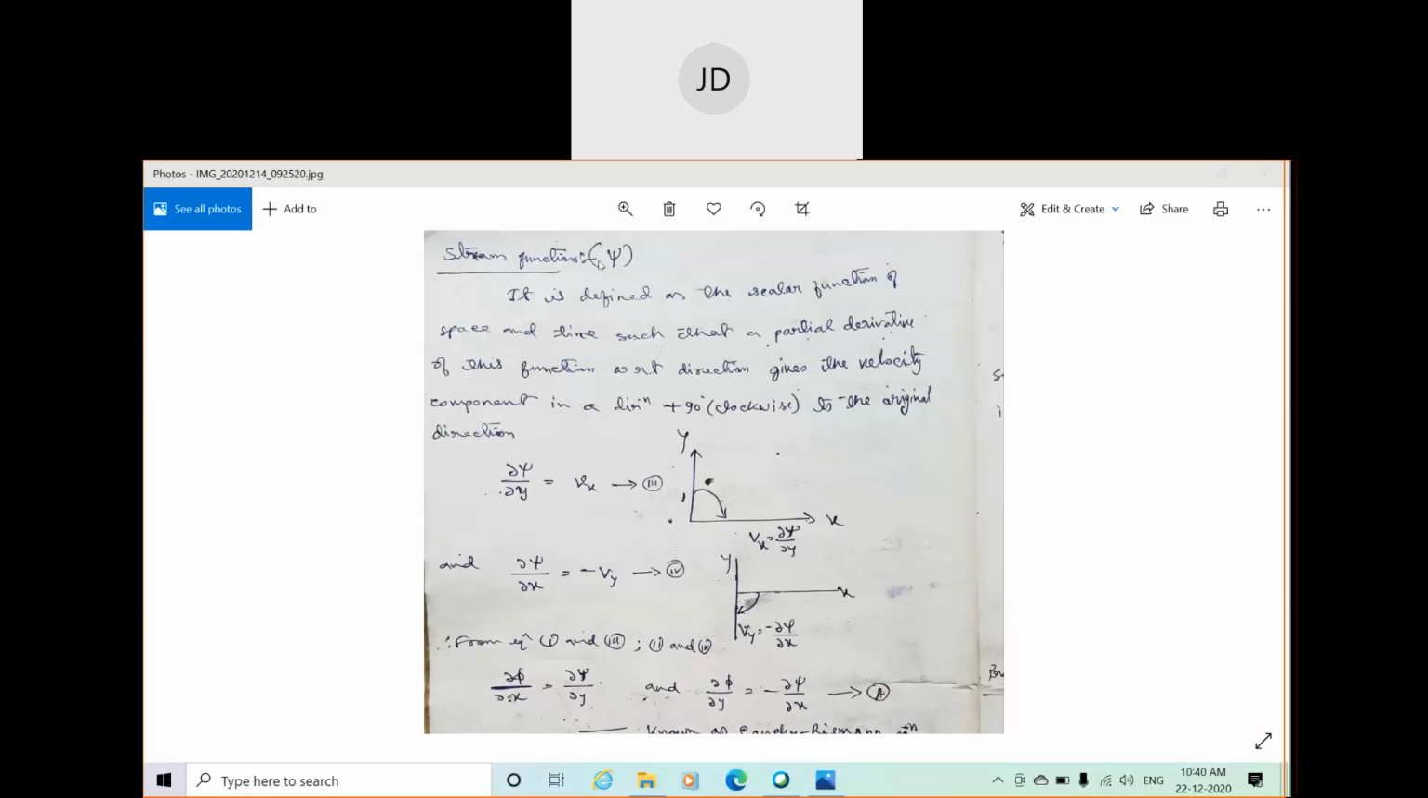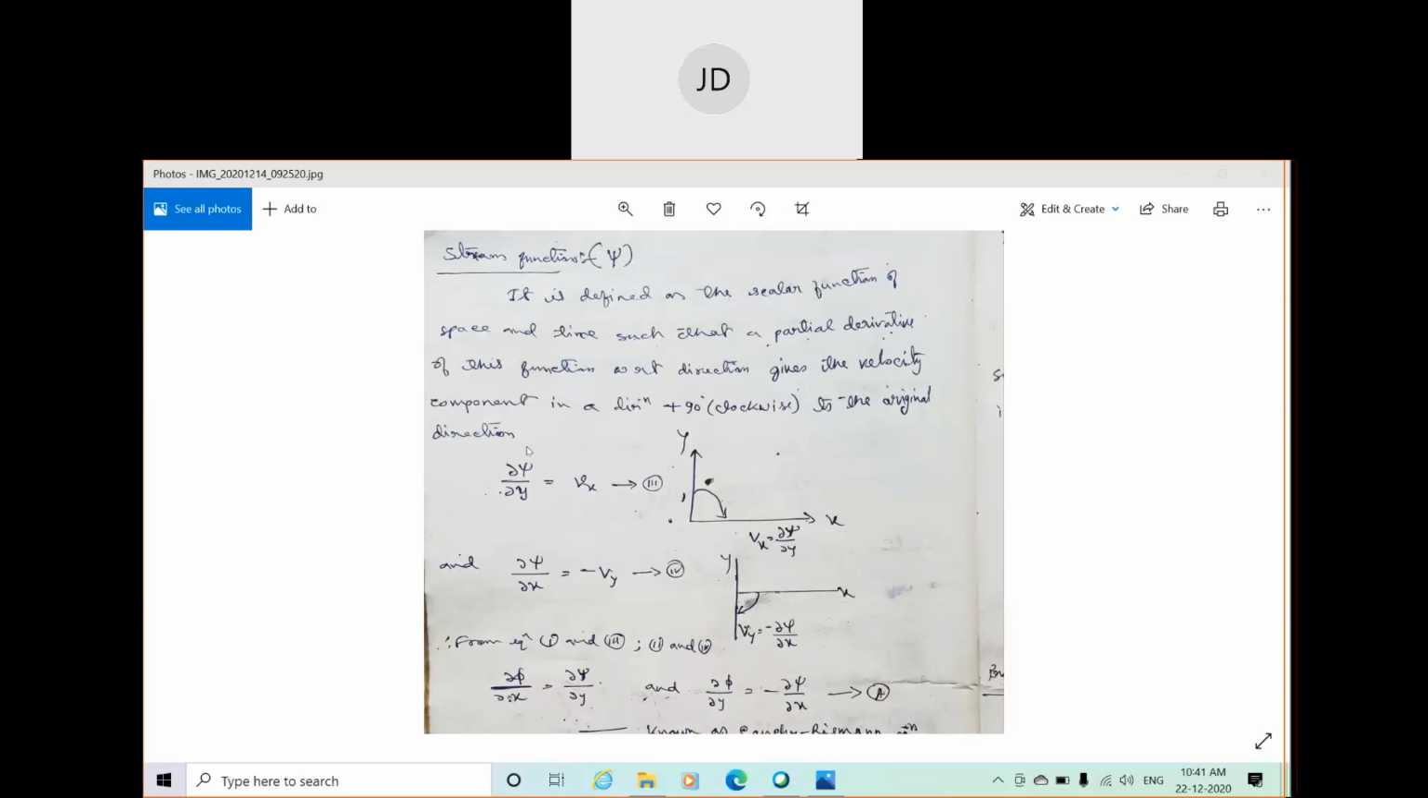By the definition of stream function, it is defined as the scalar function of space and time such that the partial derivative of this function, meaning the partial derivative of stream function with respect to a direction, gives a velocity component in a direction positive 90-degree clockwise to the original direction.